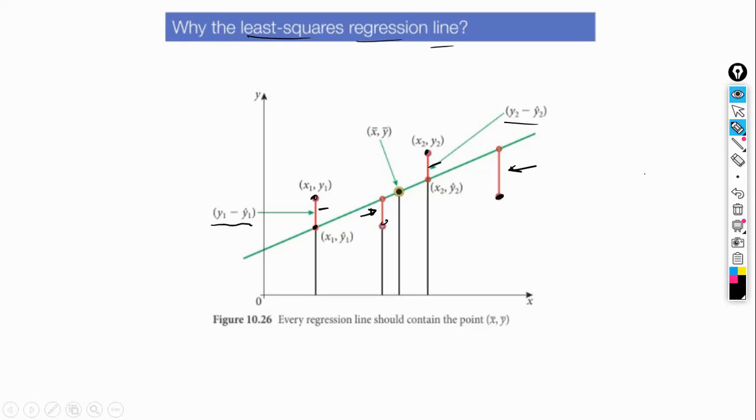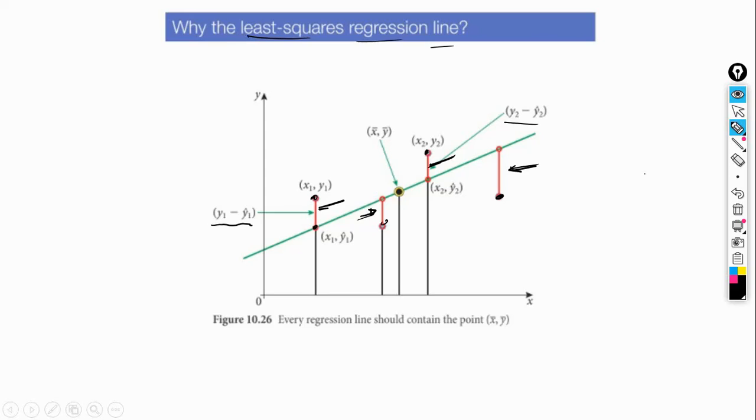So the line of best fit is a line that minimizes the sum of all these errors. However, like the variance, some of these errors are positive. So this is a positive error and this is a positive error. But other errors are negative. This is a negative error and this is a negative error. So if we sum them, they would cancel each other out.